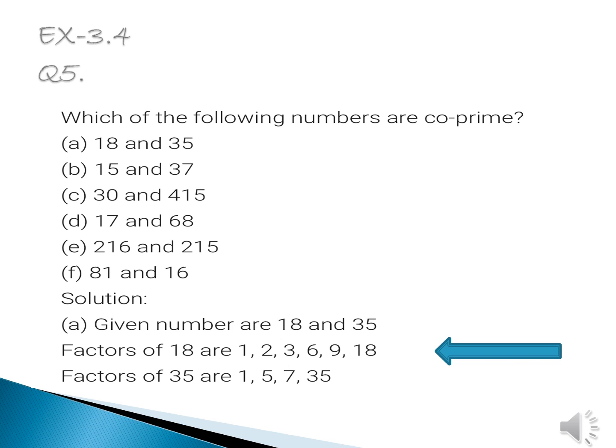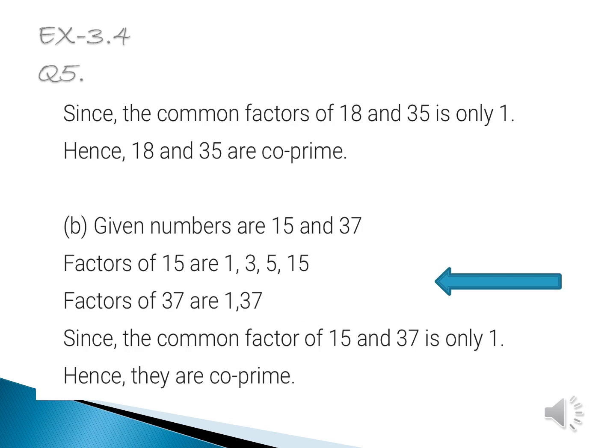Writing the factors of 18, the factors are 1, 2, 3, 6, 9 and 18. And factors of 35 are 1, 5, 7 and 35. So if you try to find the common factor of 18 and 35, I only see 1 as the common factor. Since the common factor of 18 and 35 is only 1, we can say that 18 and 35 are co-prime numbers. So this is how we find out whether the numbers are co-primes or not.